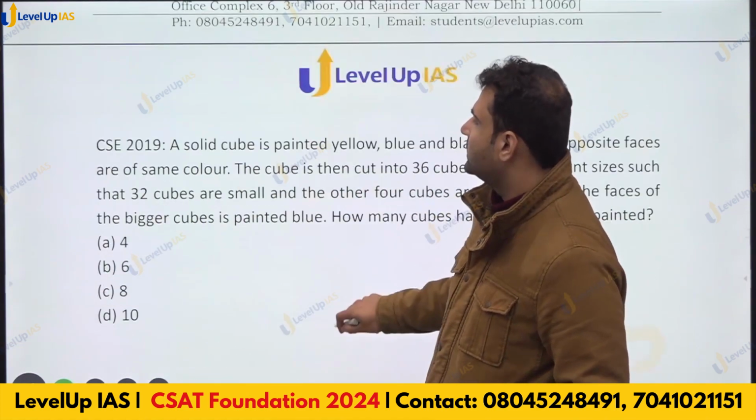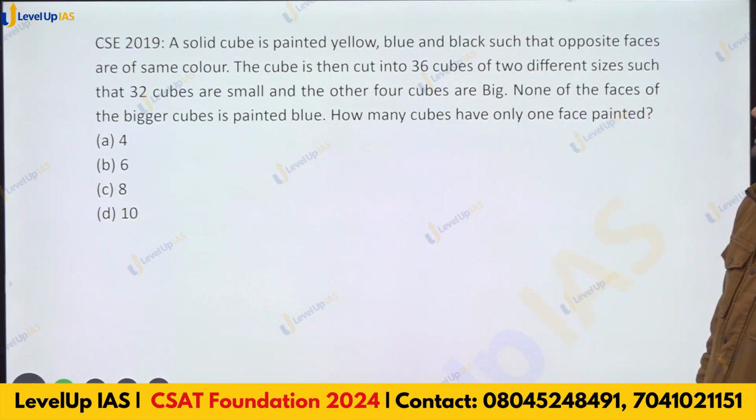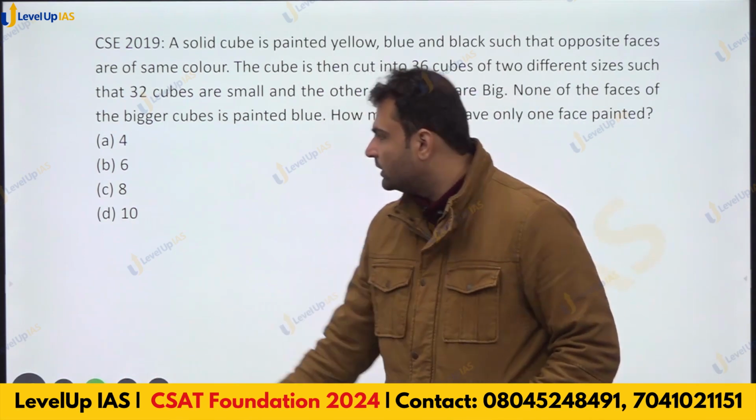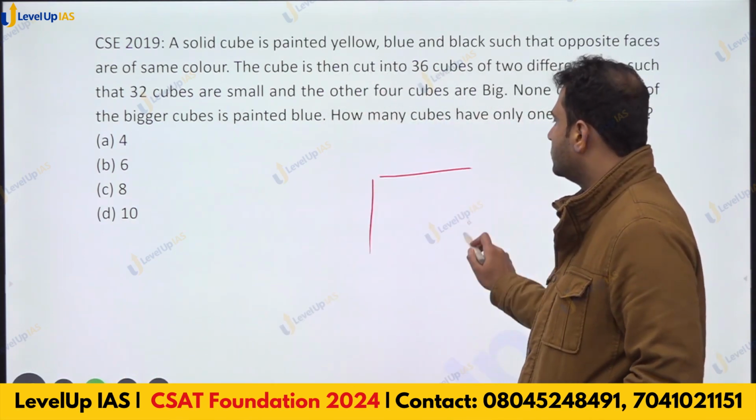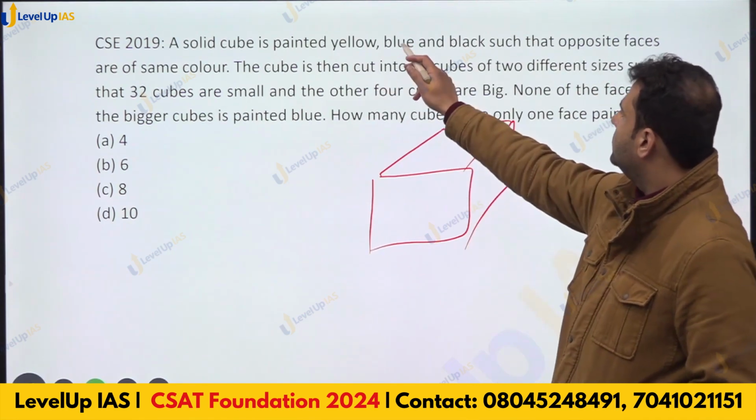No, there is one more question. Let us see. Question: a solid cube is painted yellow, blue, and black such that opposite faces are of the same color. Fine. We have a solid cube which is being painted, and opposite faces have yellow, blue, and black.